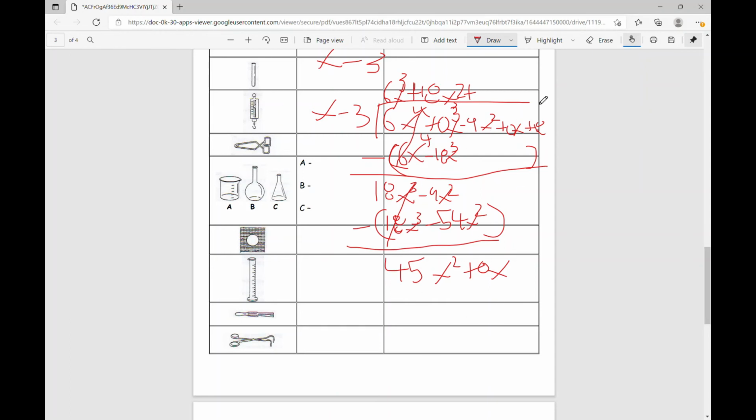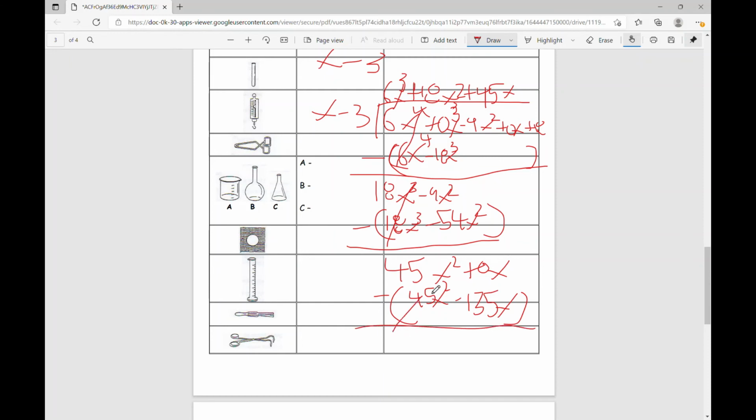Okay, now the x variables cancel. So you're going to have 45x. Now, 45x times x is 45x squared. So as you can see, this is a long problem. 45x times x is 45x squared. And 45x times negative 3 is negative 135x. Negative 135x. And now we're going to subtract.